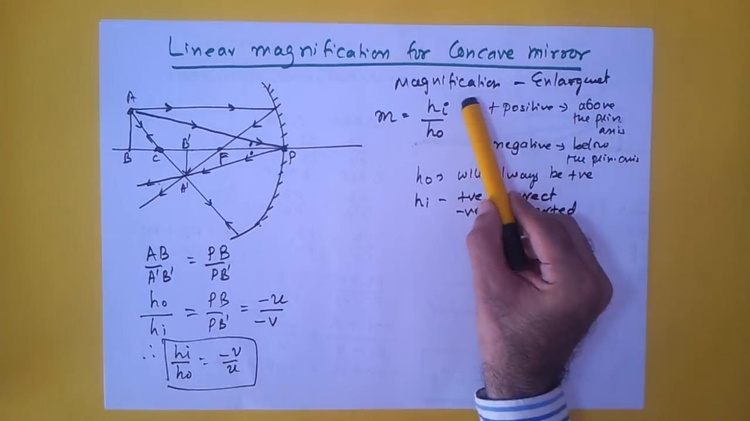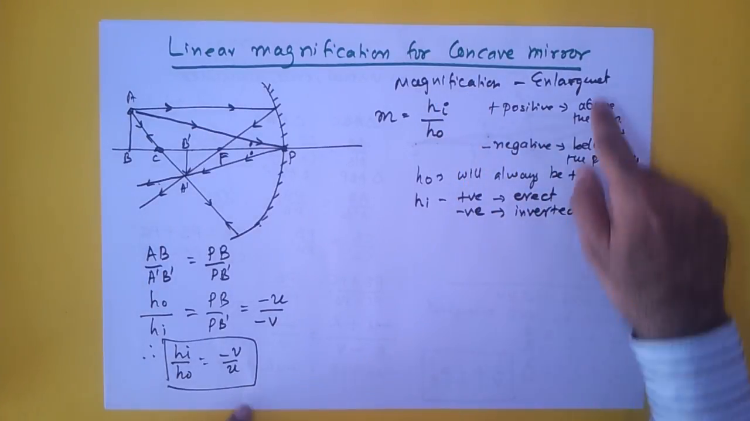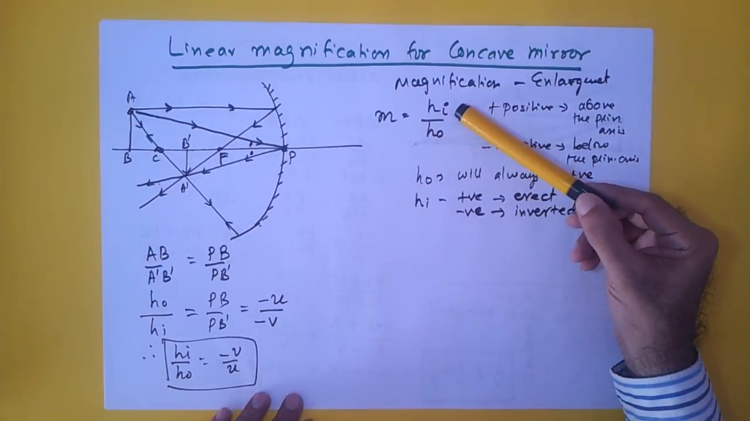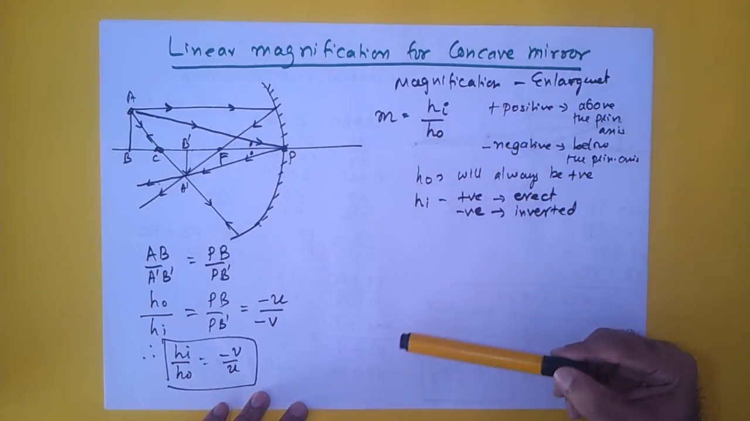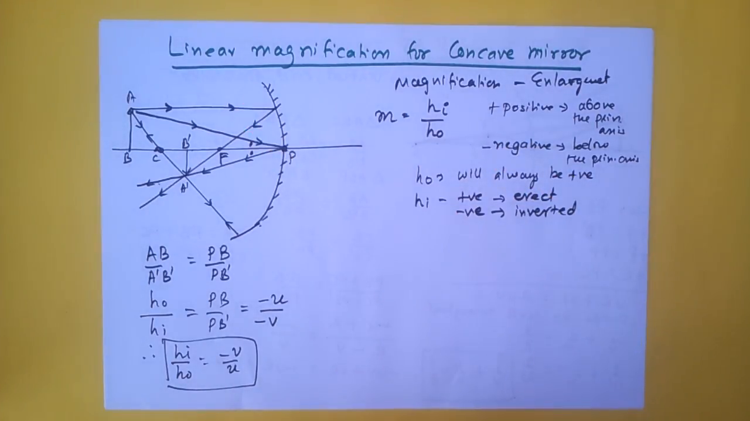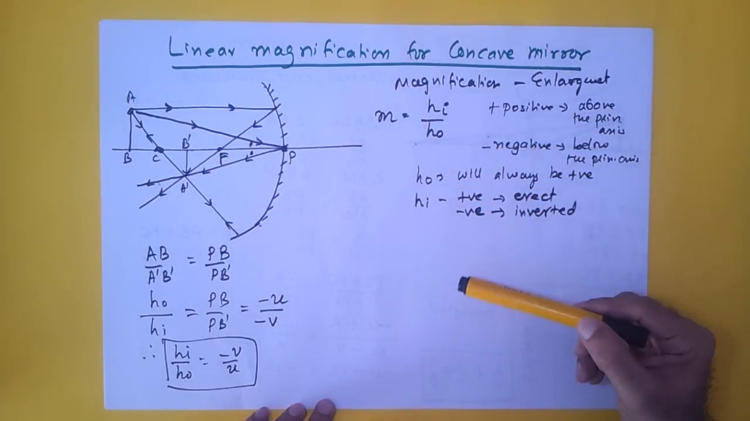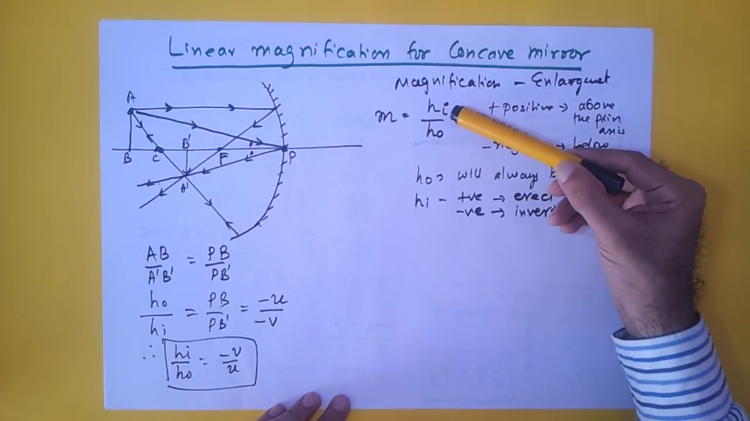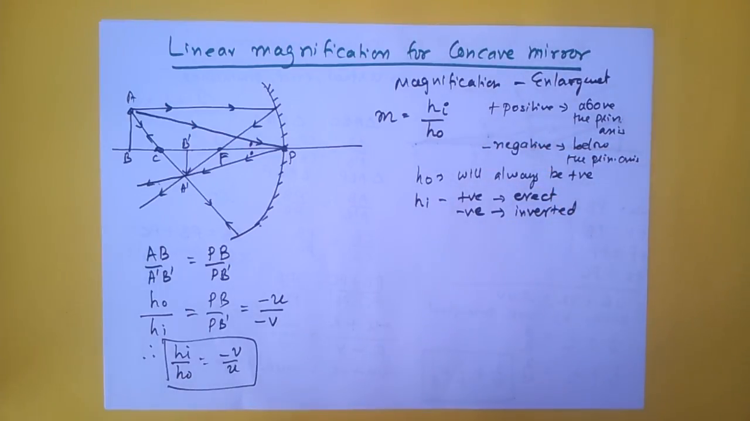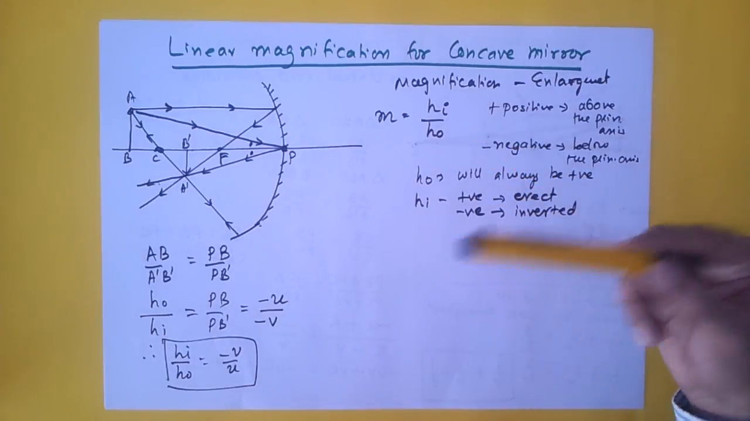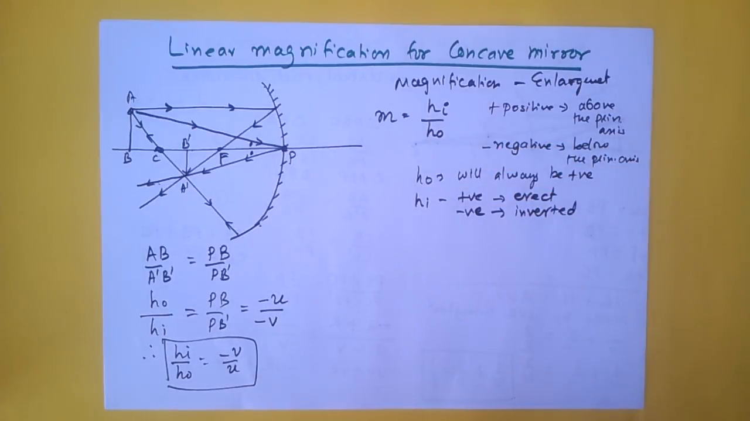So magnification in simple words means enlargement, and it is the ratio of height of the image to height of the object. We're talking of linear magnification, meaning we are looking at only one dimension. So we're assuming that the object has only height, the width is very, very small or negligible, and therefore magnification means the ratio of the height of the image to the height of the object. And we take ratio of image to object because we want magnification to indicate how big the image is as compared to the object.